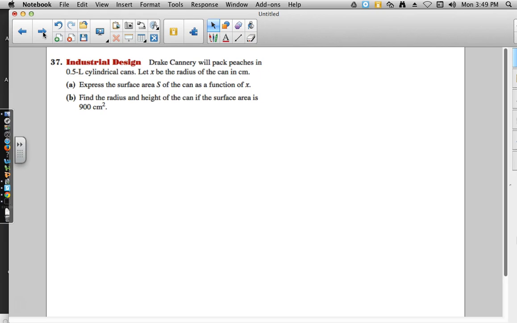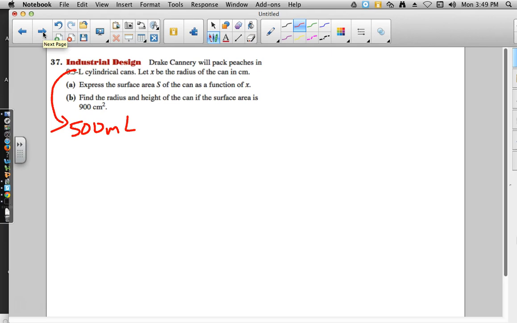37 says Drake Cannery will pack peaches in 0.5 liter cylindrical cans. Right away I'm thinking I'm not going to use 0.5 liters, I'm going to use 500 milliliters. Let x be the radius of the can in centimeters. A says express the surface area of the can as a function of x. So first of all, we have to remember that those milliliters are volume, and if it's a cylindrical can, pi r squared h is going to equal that 500.